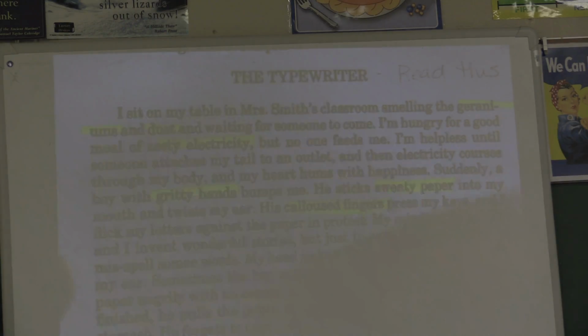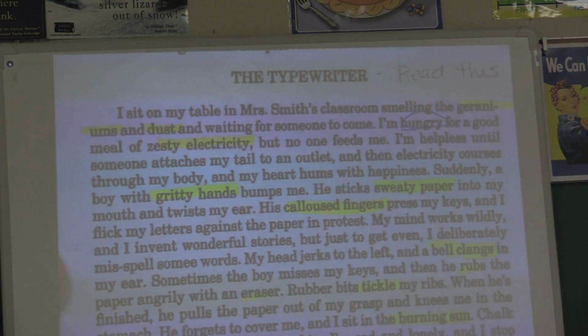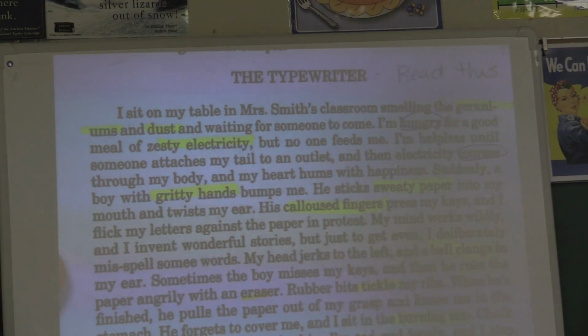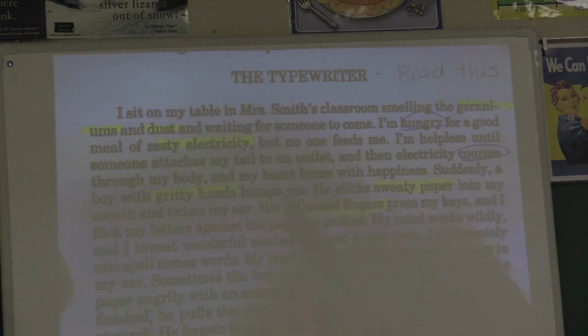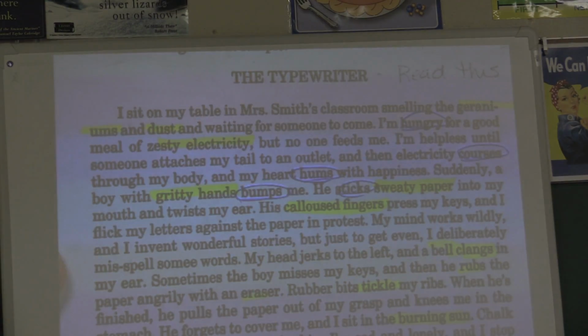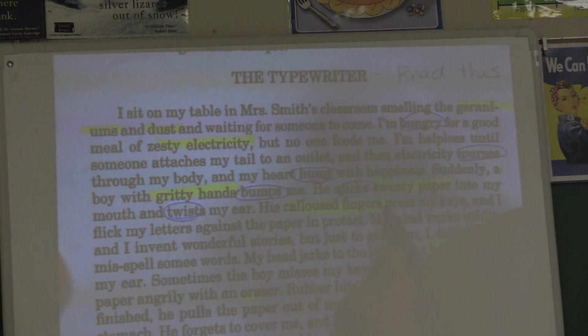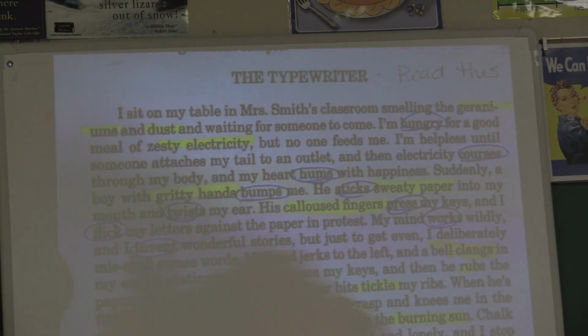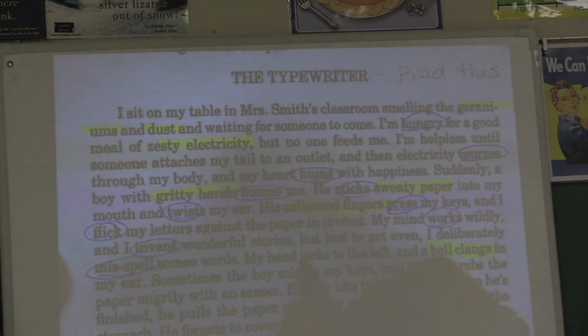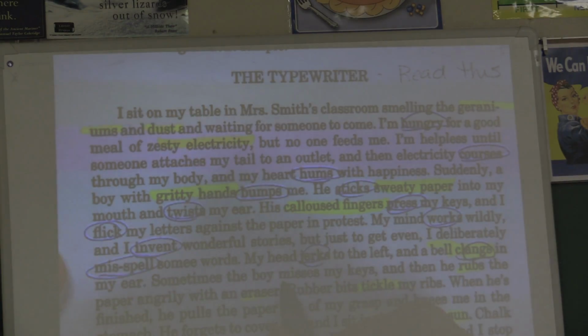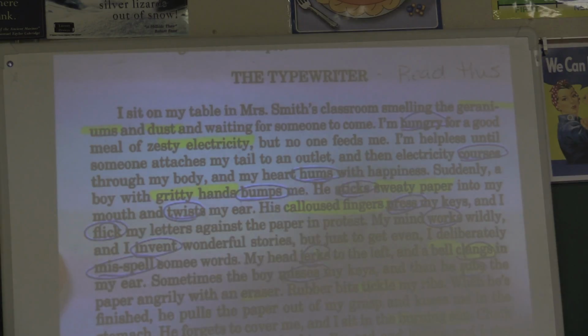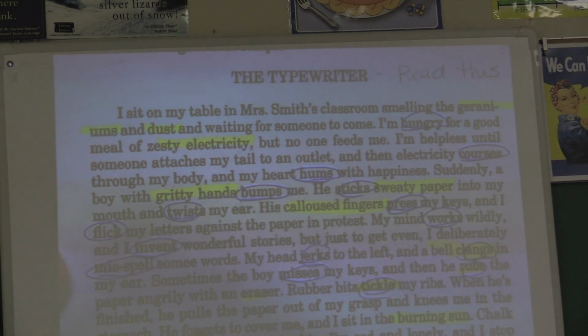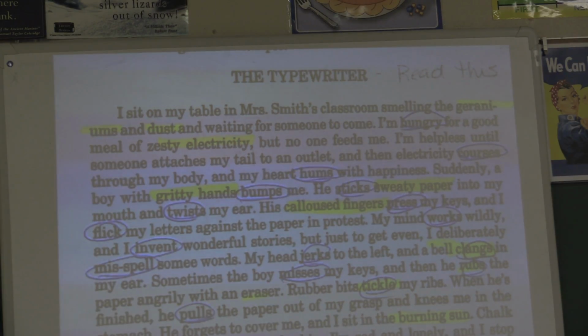So we have here, he's hungry. The electricity courses. His heart hums. He gets bumped. The boy sticks paper in his mouth and twists his ear. The fingers press the keys. He flicks his letters and protests. His mind works wildly. He invents and misspells. His head jerks. The bell clangs. The boy misses some of his keys, rubs the paper. The rubber bits tickle. Pulls the paper out of his grasp. Okay? The chalk dust itches.